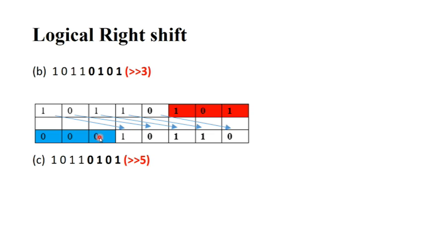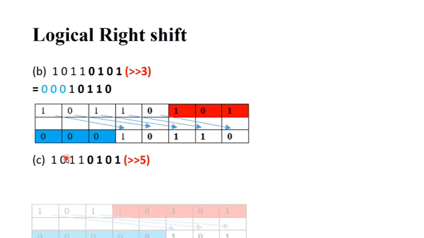Now to put it in perspective, like we talked about, the number of shifts that you're performing determines the number of rightmost bits to be discarded, and the number of zeros that need to be filled. So in this case, these ones become our least significant bits, so each time they are discarded. Now let's look at the final example, and we are moving this one 5 times.